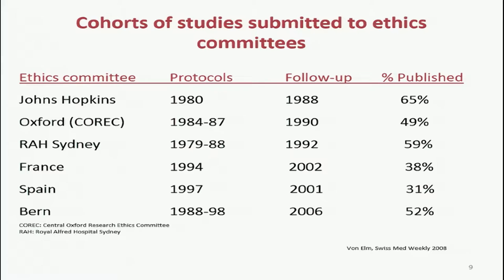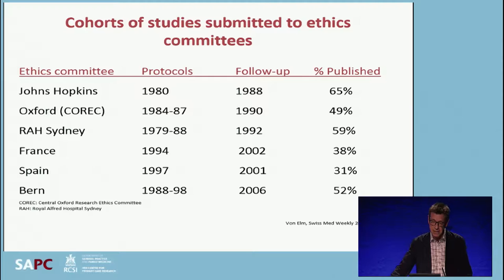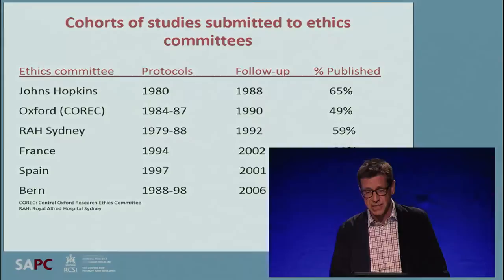So there are quite a few such studies, and you see the ethics committee listed on this slide. Johns Hopkins actually had two cohorts of studies submitted because they have a public health and a clinical medicine ethics committee, then the Central Oxford Research Ethics Committee, the Sydney Committee, the French National and the Spain National Ethics Committee, and in Bern we did a study with the Cantonal Registry. And you see the proportion published ranges from 65% in the States down to 31% in Spain.